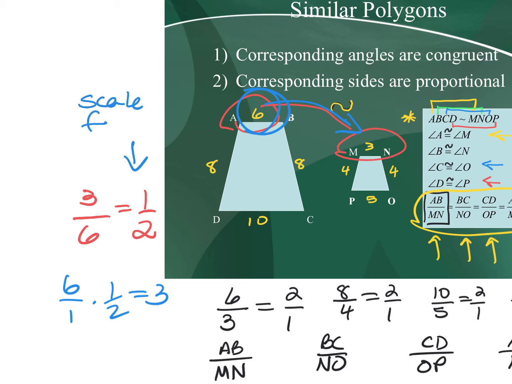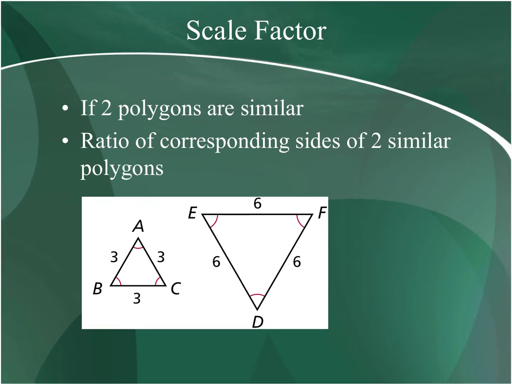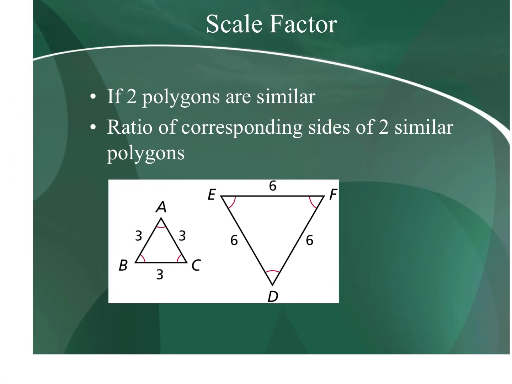But if they're just asking you to check on the ratios, it doesn't matter the setup. So the next slide is the scale factor. And again, it's going to be a simplified ratio. So if they're telling you that 2 polygons are similar, then the ratio of the corresponding sides of the 2 similar polygons will be your scale factor.